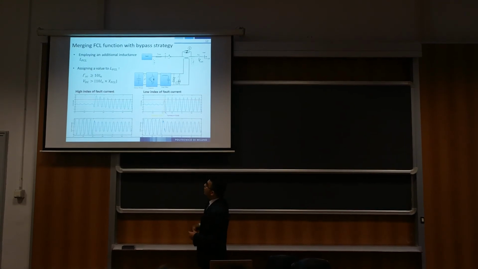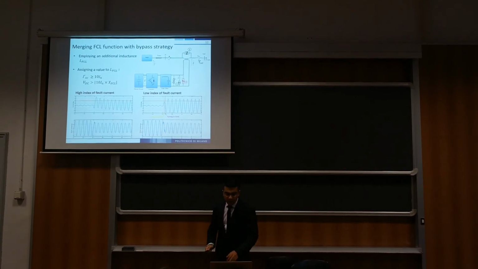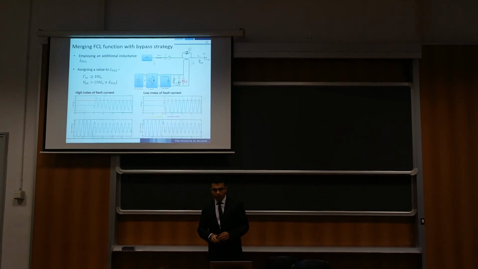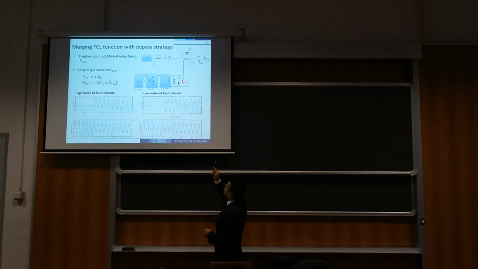You see the simulation results for high index and low index. As you see in the high index, effectively the short circuit current is limited and the bus voltage is restored to more than 65%. Also, it's possible to increase the level of fault current limiting from 2 levels to 3 levels by introducing static switch number 3, which is still under investigation.